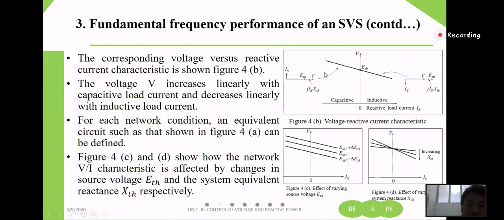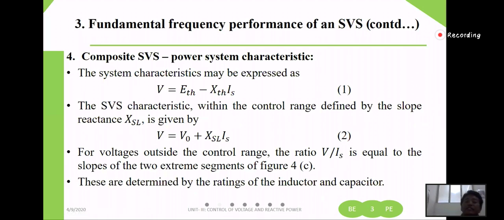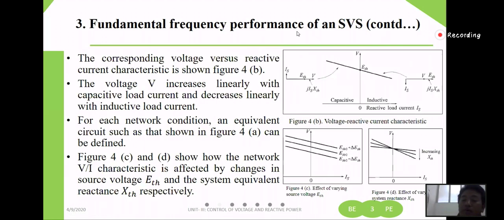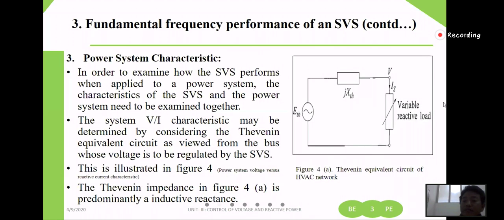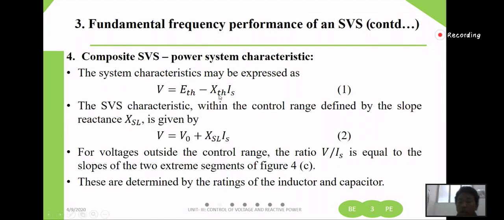Using these, let's see the composite of the SVS and power system characteristics. Let's combine. This one is for the power system network represented by the Thevenin circuit, and this one will be just a combination of these. If you combine the power system and try to find the voltage V, you can find from here that V will be equal to ETH minus IS XTH. This is the power system characteristic, given by V equal to the voltage at the terminal, which we have to control later on.